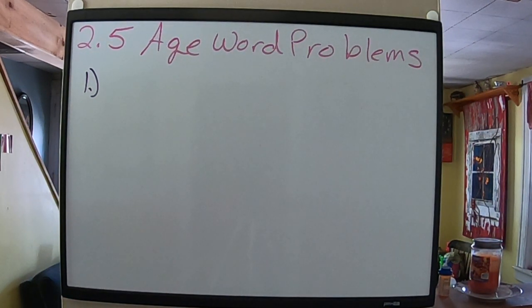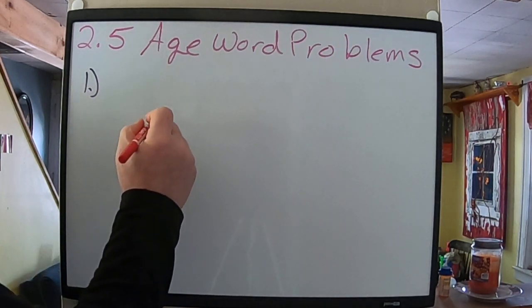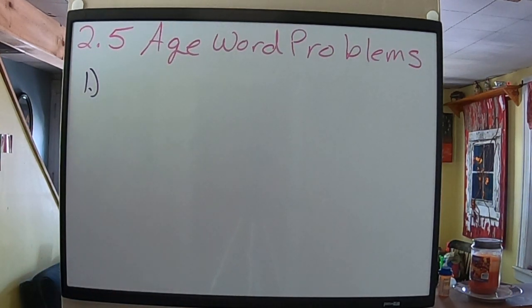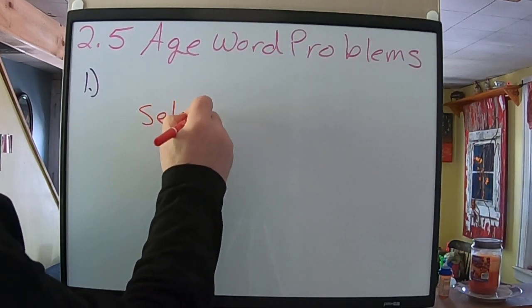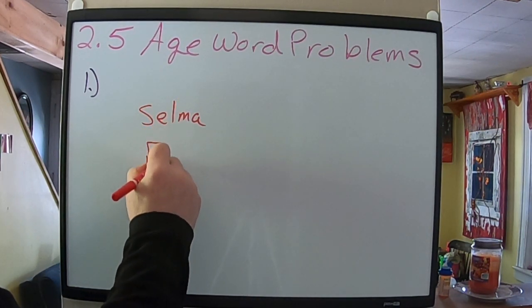I'm going to make a table to make this much easier to do. And it's extremely important that you pay attention to how I do this, because it's going to make it much easier for you to do these problems. So we're talking about Selma and Frank.